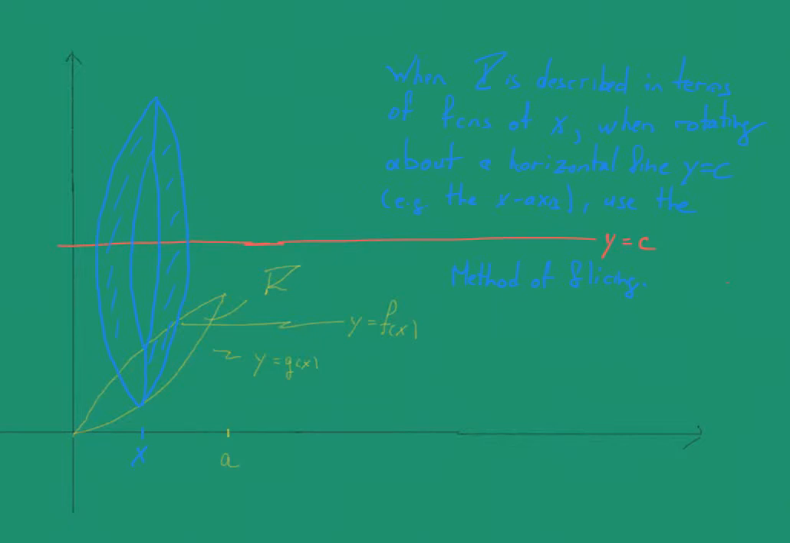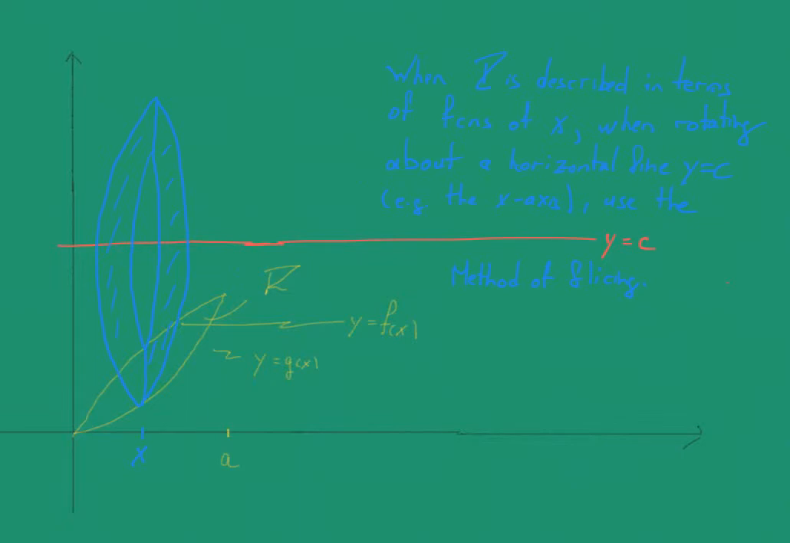I wouldn't actually memorize that myself. What I would do is I would remember that because R is described in terms of functions of x, I would take the vertical line segment corresponding to a point x in our region, and I would rotate that line segment alone about my horizontal line, possibly the x-axis, and I would look and see what sort of shape I got. What I would notice is that I'll always get a nice slice. In this case, I ended up with a washer shaped slice, and so I'd use the method of slicing.